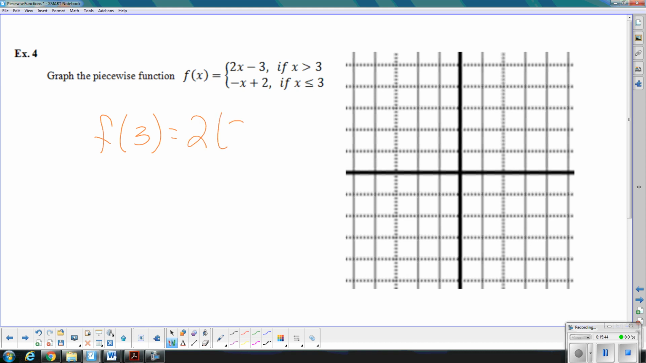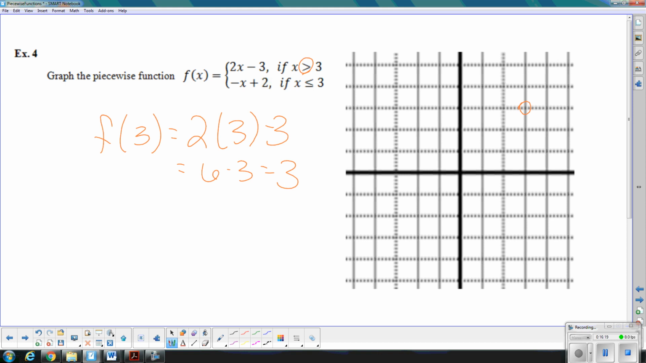We get 2 times 3 minus 3, which is 6 minus 3, which is 3. So let's first graph this point, and we're going to use a circle because it's strictly x is greater than. So our first point is (3, 3), and we're going to use a circle for that. And then that rule applies anytime x is larger than 3. So it applies when x is 4 or 5 or anything to the right of 3.